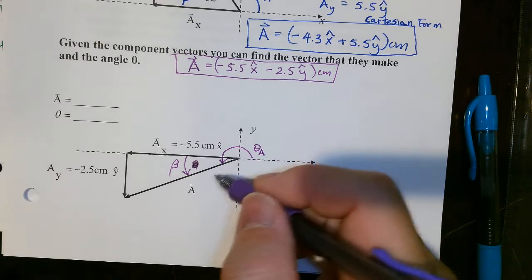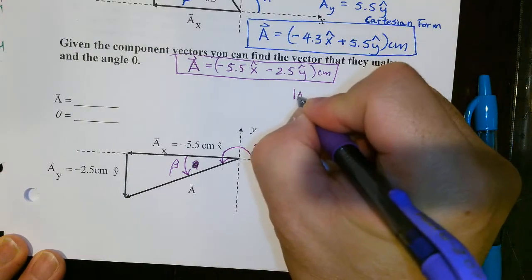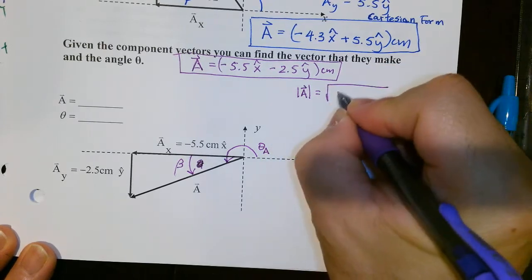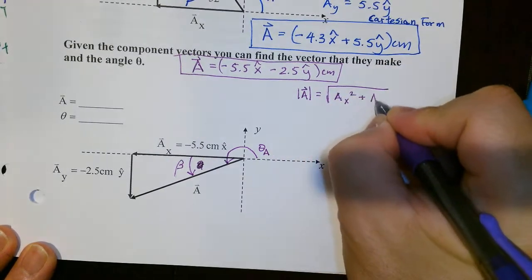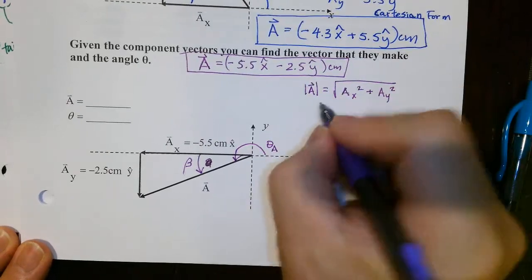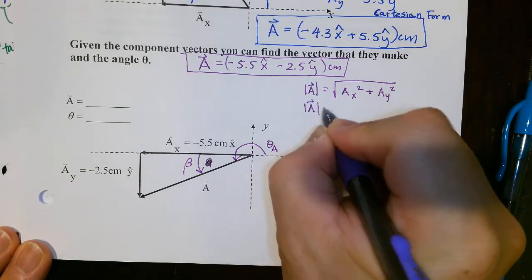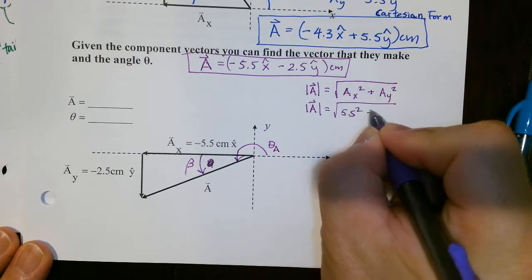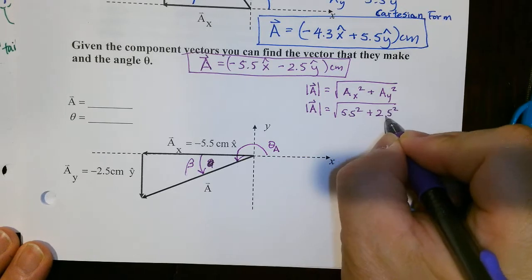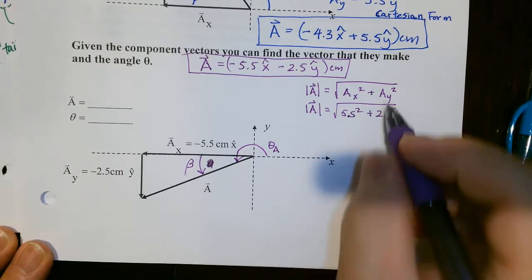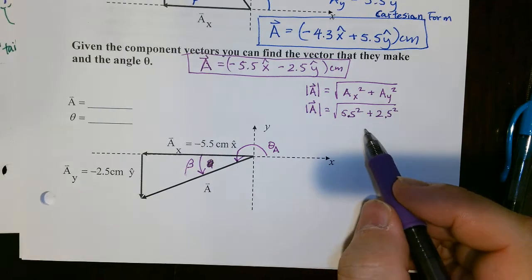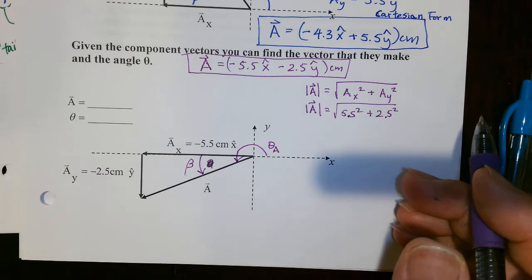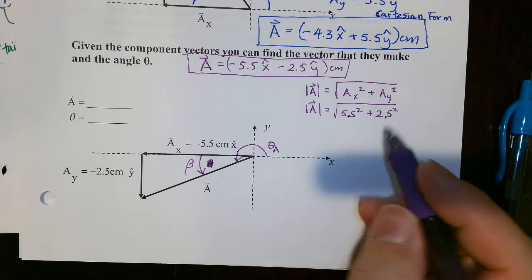So first, let's calculate the magnitude of A. The magnitude of A is really nothing more than the square root of AX squared plus AY squared. That's pretty easy. So the magnitude of A is equal to the square root of 5.5 squared plus 2.5 squared. Now I know somebody's going to say, Mr. Kim, isn't this supposed to be negative 5.5 and negative 2.5? Yes, but if you square it, you're going to get positive, so it doesn't really matter in this case.